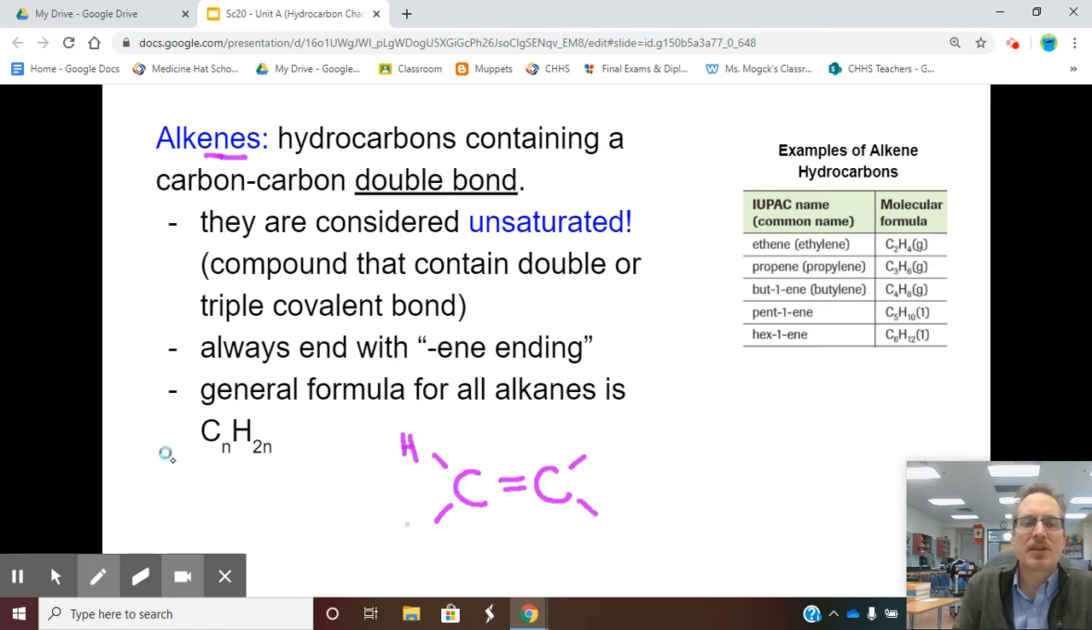So when we put the hydrogens on here, you'll notice he's very different than an alkane. When we add up the two carbons, wonderful. But this time, notice the pattern has changed. CnH2n. So take the number of carbons and double it for the number of hydrogens. So when we have two carbons, we're going to have only four hydrogens.